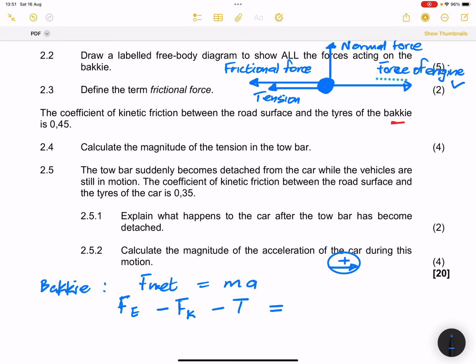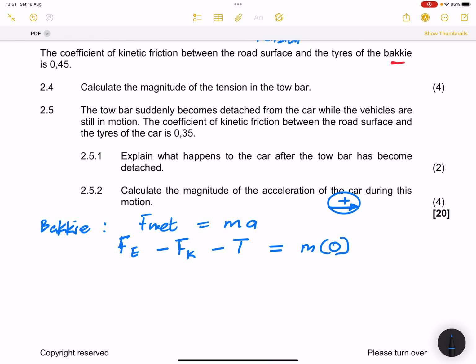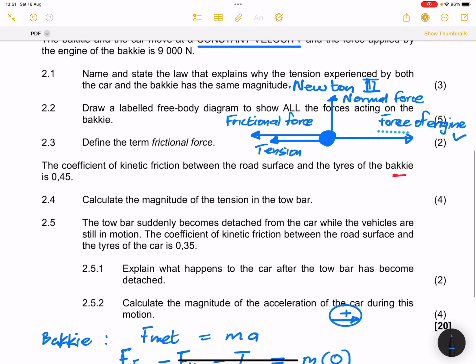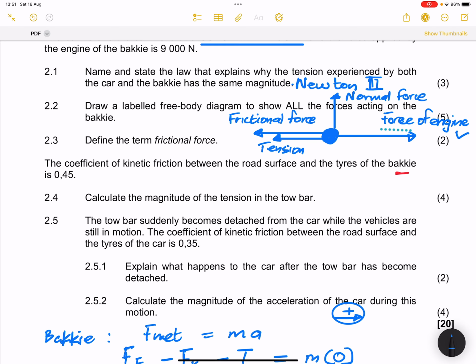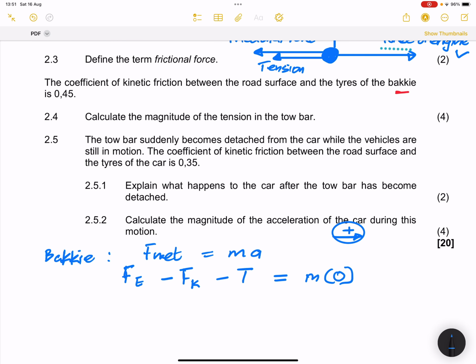And this would give us mass multiplied by acceleration, but we know our acceleration is 0. Now we were given the force of the engine, that was 9,000, minus friction. Now please note, guys, when we look at the frictional force in this case, remember that friction is equal to coefficient multiplied by the normal force. Now when I look at my coefficient, they did say this is 0.45.